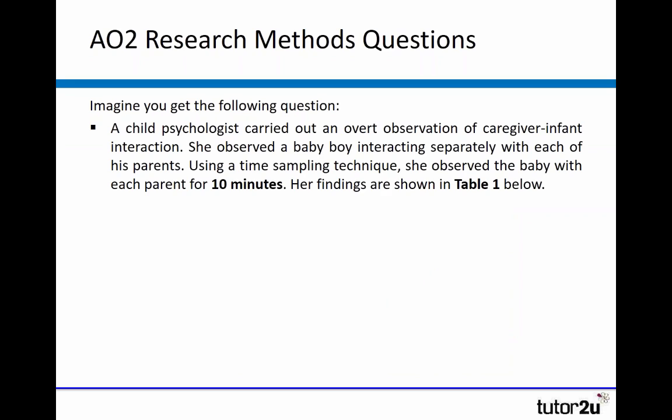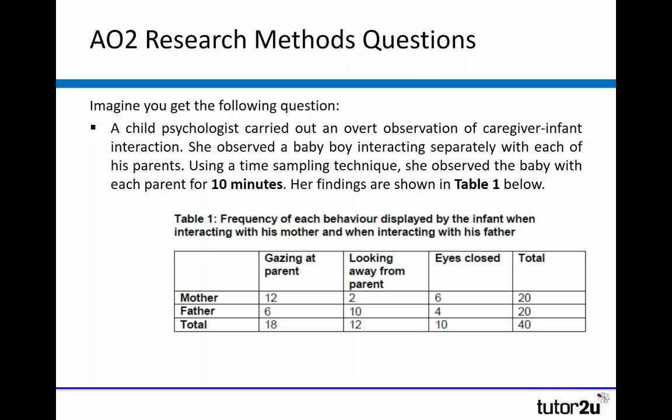It says a child psychologist carried out an overt observation of a caregiver-infant interaction, so we're on the same thing. She observed a baby boy interacting separately with each of his parents, okay, using a time sampling technique. She observed the baby with each parent for 10 minutes, and her findings are in the table below, and I've given you the table on screen there.